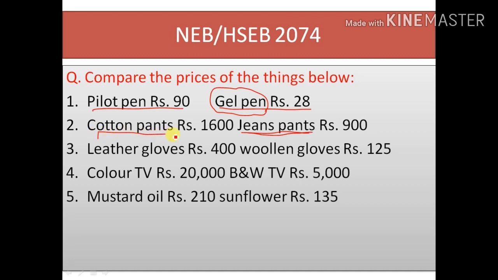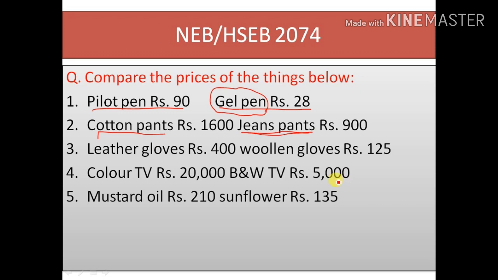I think you can do the remaining questions as well. So leather gloves 400, woolen gloves 125. So here the expensive thing is leather gloves. So leather gloves are about 3 times as expensive as woolen gloves, or woolen gloves are about a third the price of leather gloves. Color television 20,000, black and white television 5,000.